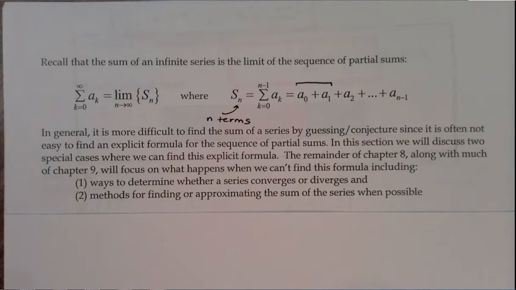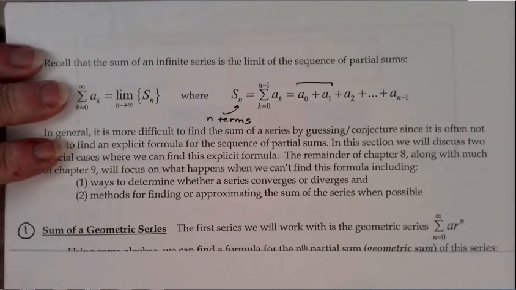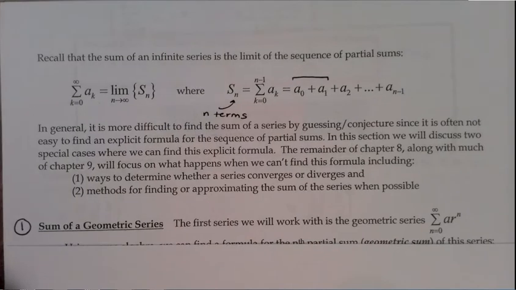After the end of this section, we'll concentrate for the remainder of the chapter on other types of series where we can't find explicit formulas, and maybe all we can do is decide, for example, does it converge or diverge. But for right now, let's look at the first of our two special cases. The first one is the sum of a geometric series.